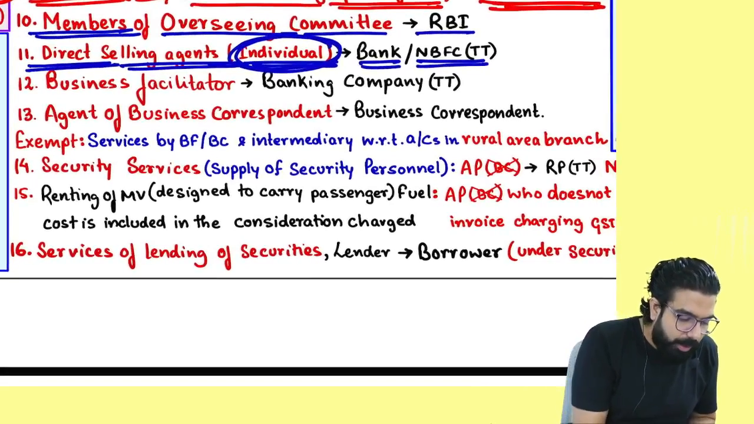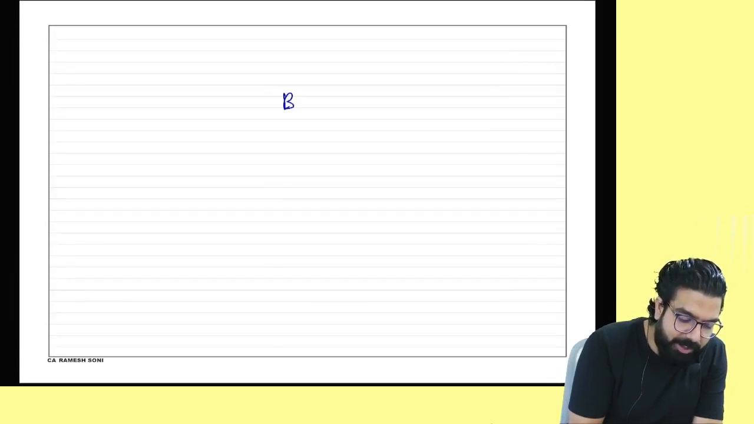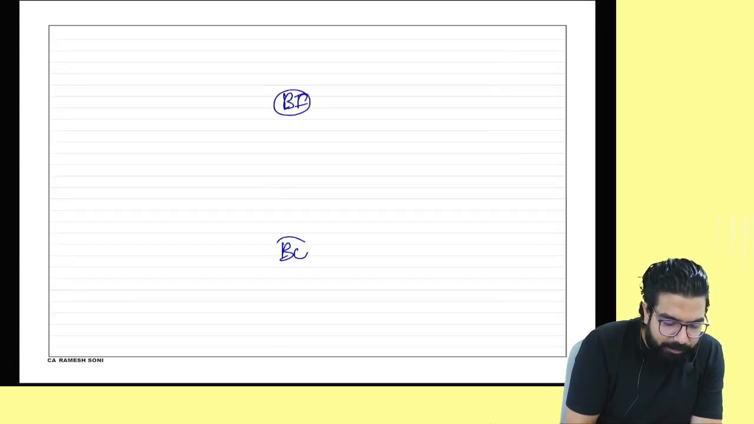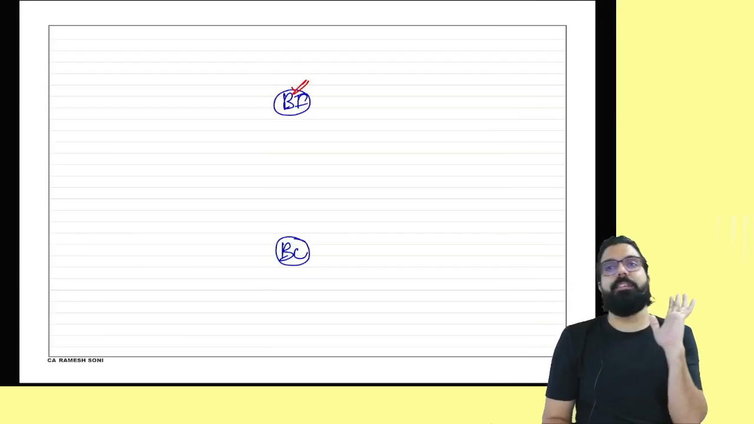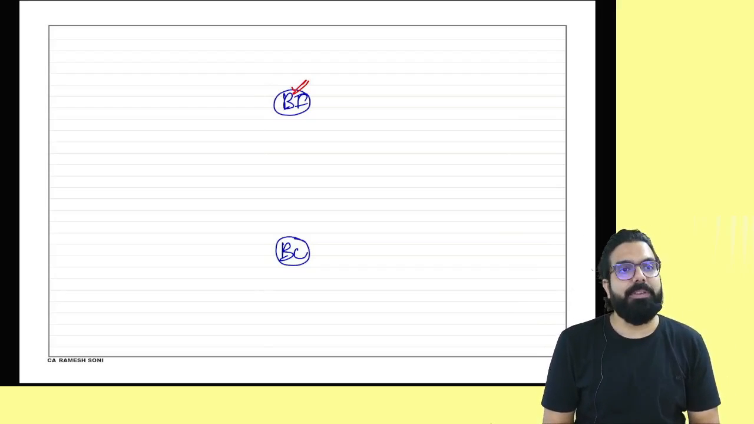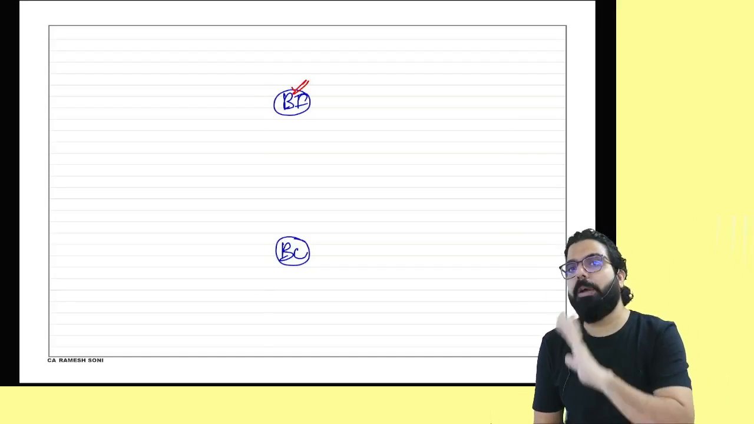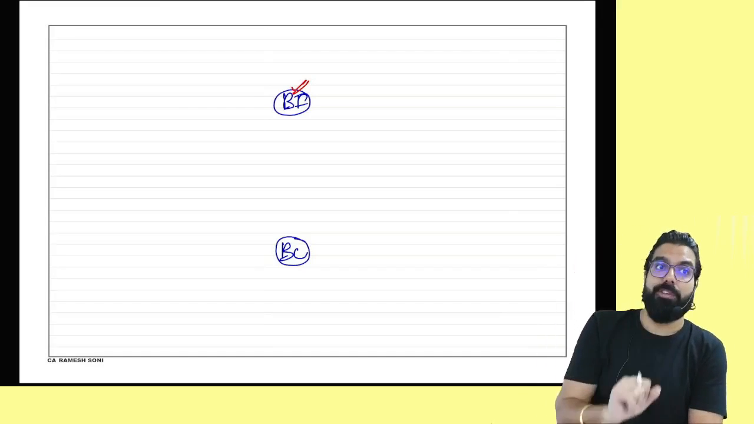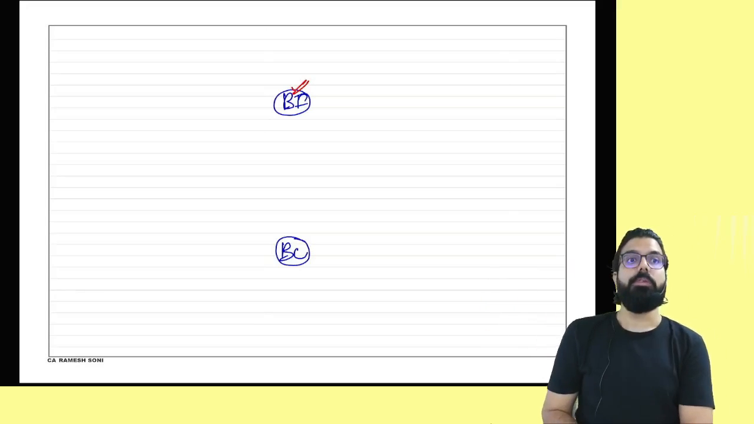Next, business facilitator and business correspondent. I want to teach you like this. One is a business facilitator, one is a business correspondent. Business facilitator is a person who just gives knowledge about the banking services to people. The bank appoints a business facilitator and tells them, go to villages, go to various places, tell people about the banking service. So they will go and give knowledge, saying the bank can do this, the bank can do that, all that knowledge they will give.